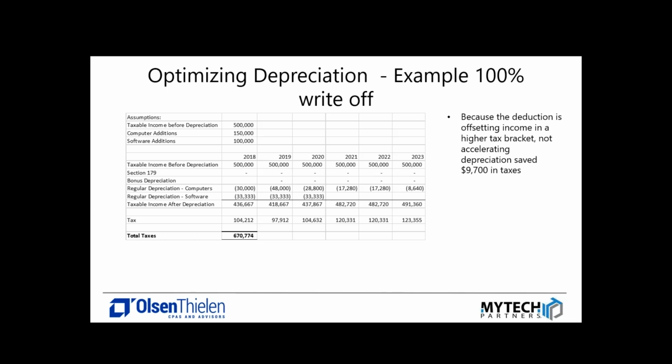And so your deduction is offsetting income that would be taxed in a lower bracket, versus if you were to spread it all out over the 6-year period and take it all in that same higher bracket, if that makes sense. No, that's the example. What you're saying is understanding your current tax bracket and potential future tax brackets, and then making a decision for what's best for your business, right?